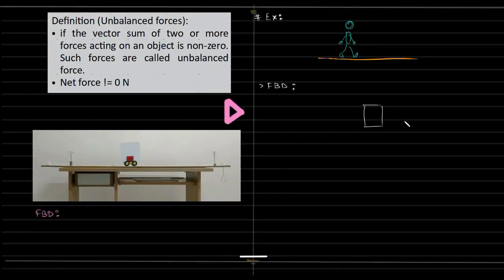And next is unbalanced force. So you can think about it. It's quite simple. It's a vector sum wherein two or more forces acting on an object will yield a non-zero force. So basically, please understand this: it can be a positive or a negative value force. Okay, so now let's have a look at an example.